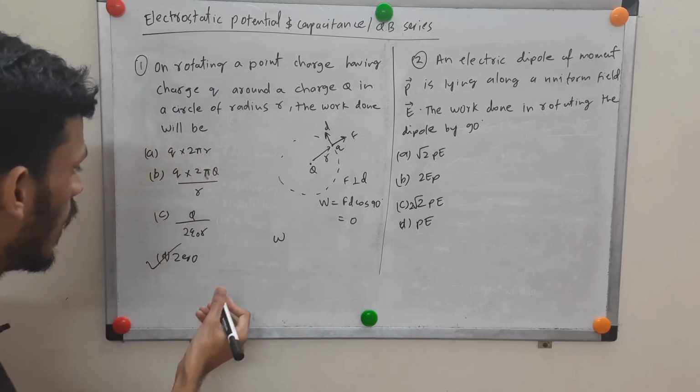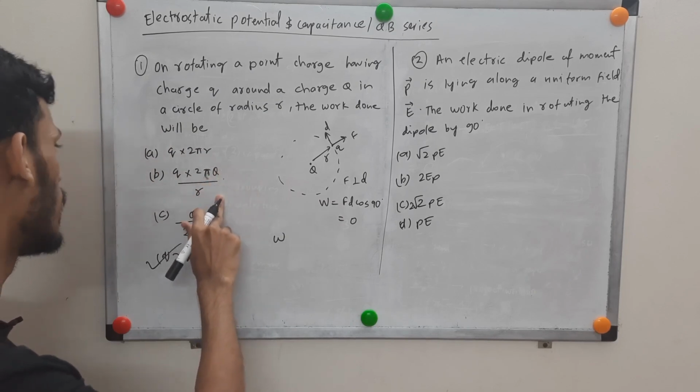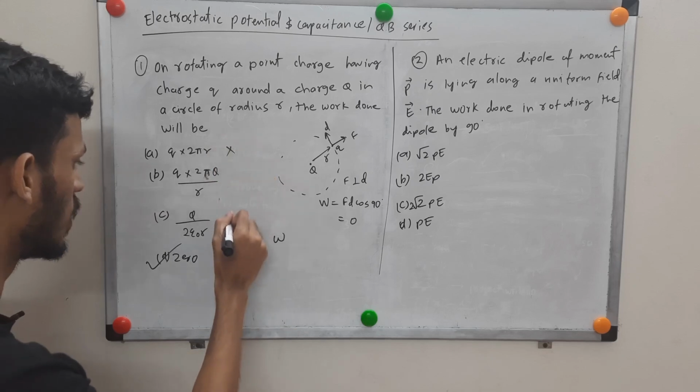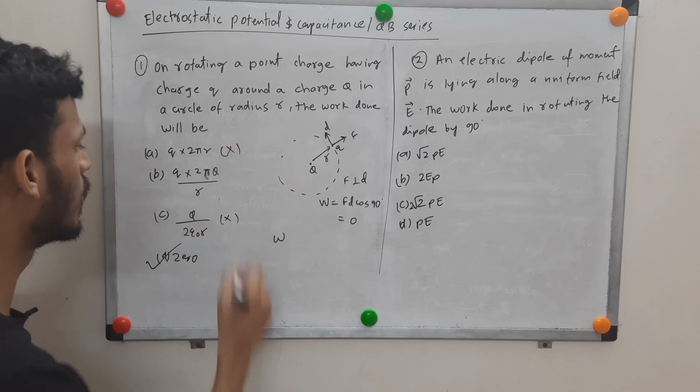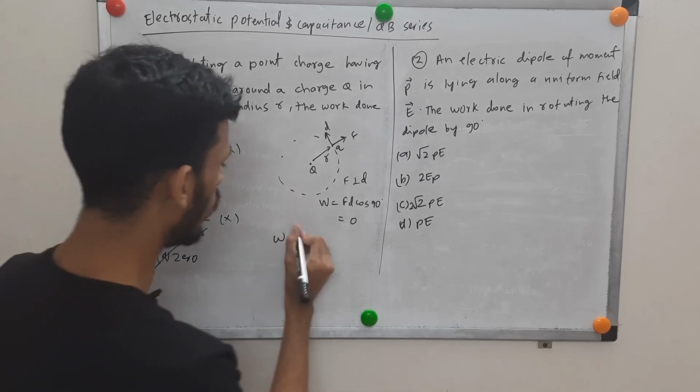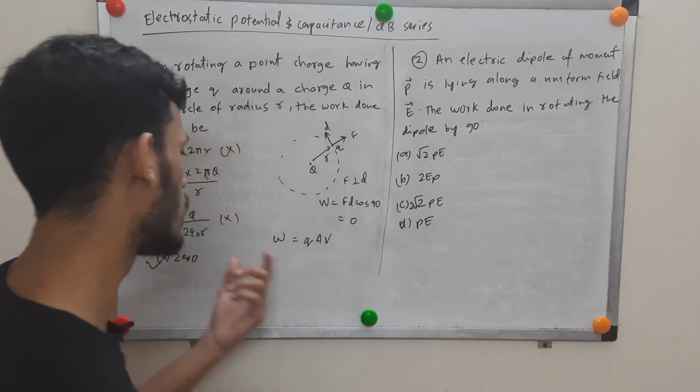You could also use dimensional analysis over here: Qq by r is work. But if you see the dimensions of the other quantities, they are not work, so you can eliminate those two options. But also the other way to do it is q into delta V. This is the work done.